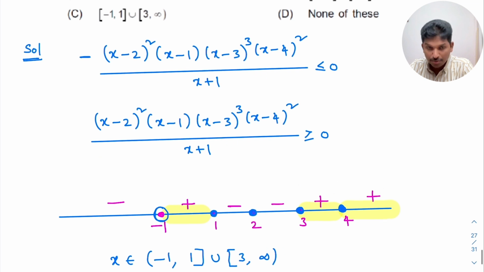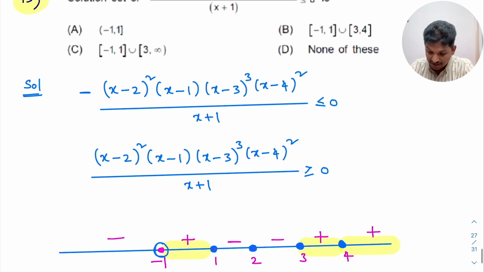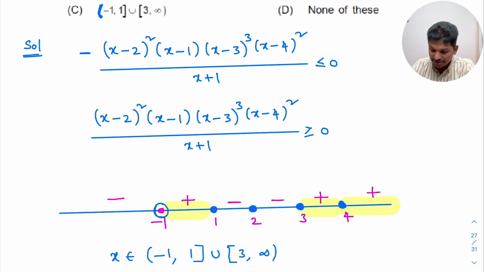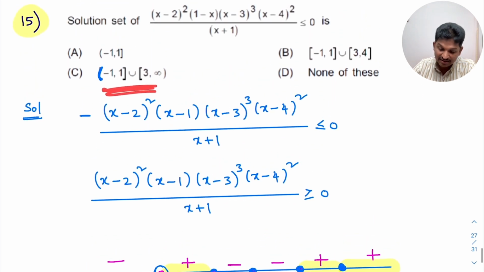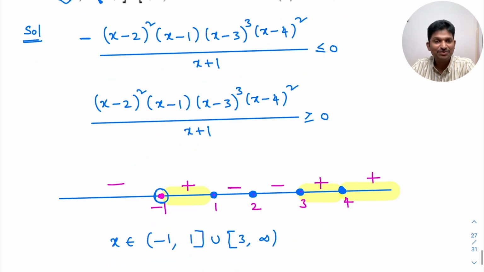So you observe the options. Which option is correct option? You see, this is the open interval minus 1 to 1. You observe the options here. We read it as the interval open minus 1 closed 1. It is there here, right? Union 3 to infinity. So for this, the third option is the right option, right? I hope you understand the solution to this problem.